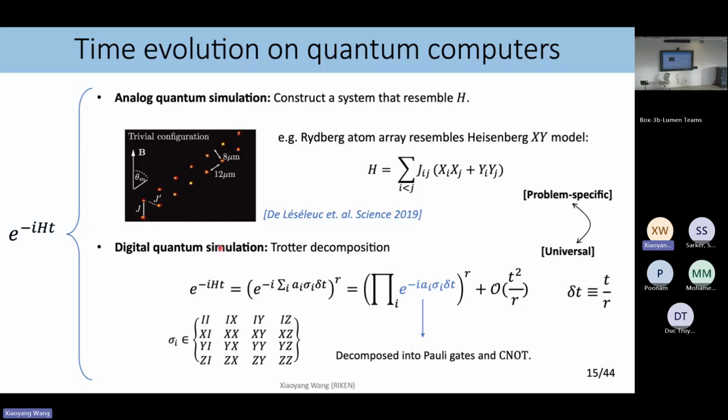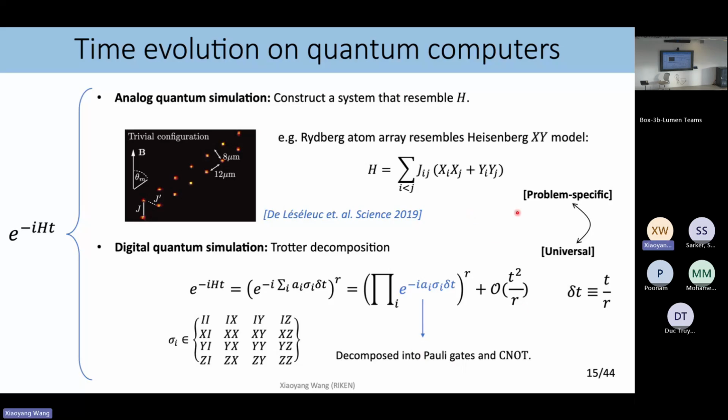And in the digital quantum simulator, we have more freedom to choose the Hamiltonian because we can perform the Trotter decomposition. We first decompose this real-time evolution into several pieces, where each of the pieces is a summation of Pauli operators. For example, this is an example of a 2-qubit Pauli operator, and then this summation can be transformed to this product, and each piece of the product, e to the minus i a sigma i delta t, can be realized by decomposing into Pauli gates and CNOT gates.